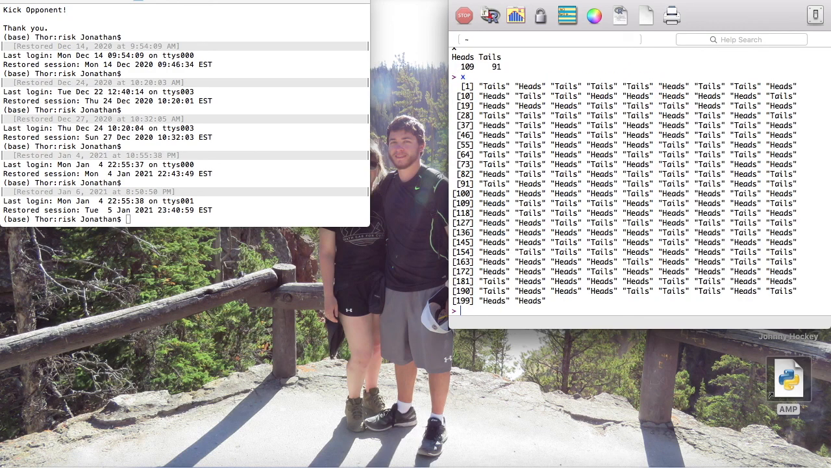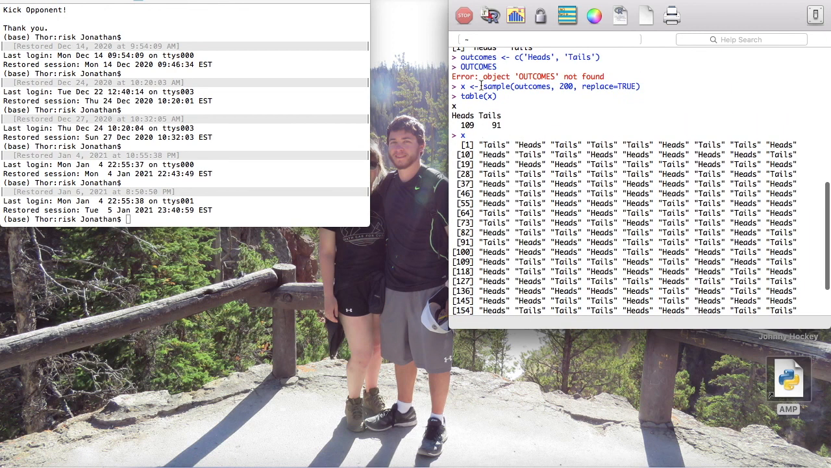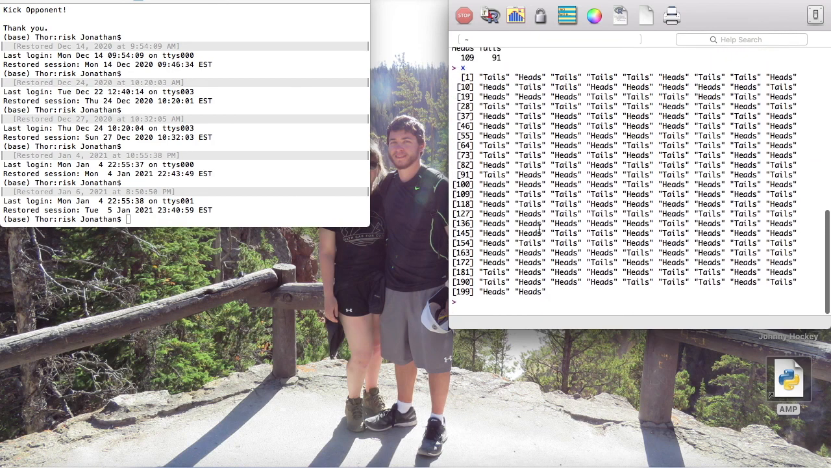So X is just a listing of all of the outcomes. The first coin flip that we got was a tails, the second one was a heads, the third was a tails, the fourth was a tails, the fifth was a tails, 6 was heads, 7 was tails, 8 was tails, and so on. And what table does is it just collapses all those down. It counts the number of heads, counts the number of tails, and tells us that.